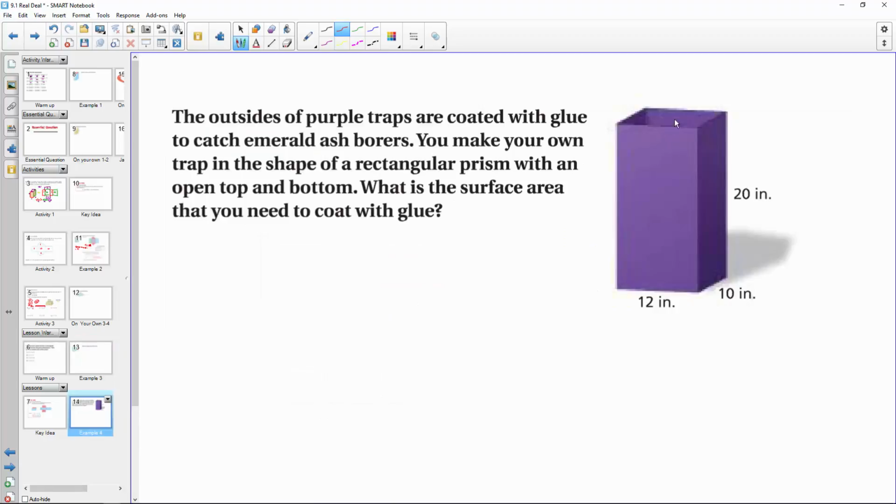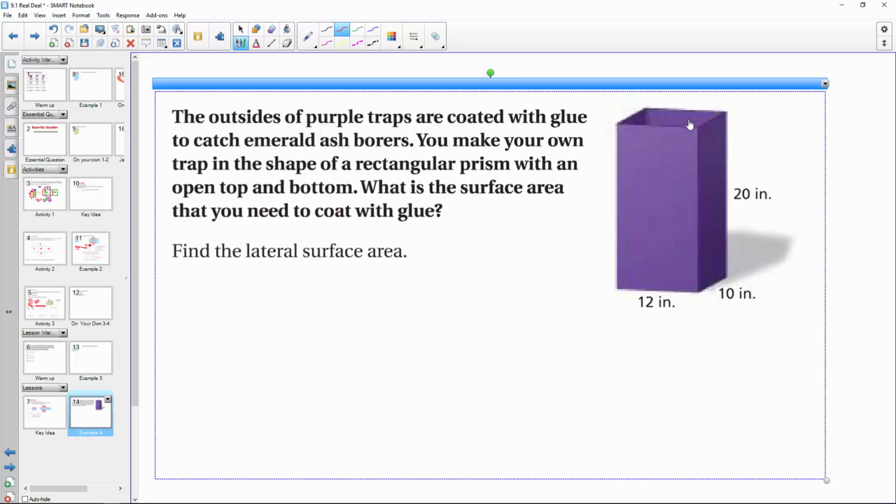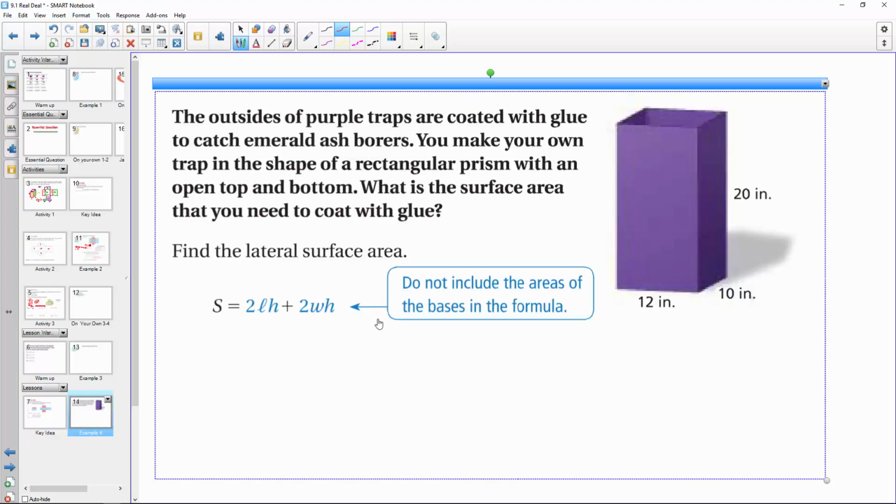Here's the next one. Now notice that there's not a top, right? So what's the surface area? It says here the outside purple traps are coated with glue. Okay, you may make your own trap rectangular prism with an open top and bottom. Okay, so there's no top or bottom. So it's just going to be this. So it'll be like there's only 4 sides, right? So we're just looking for the lateral surface area. So I have my 20 times 10, which is 200. I have my 12 by 20, which is 240. I could add those two together and then multiply by 2. I have 880.